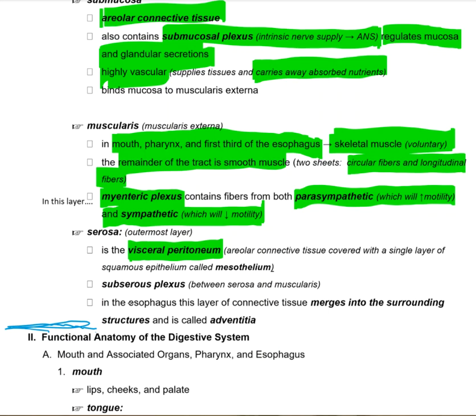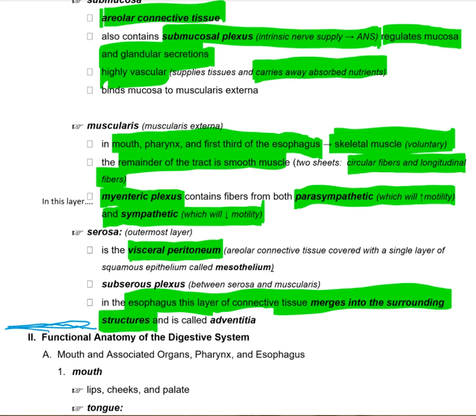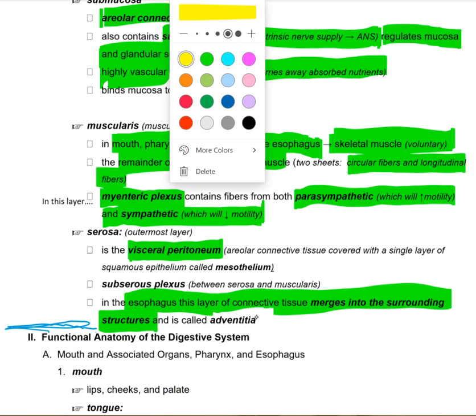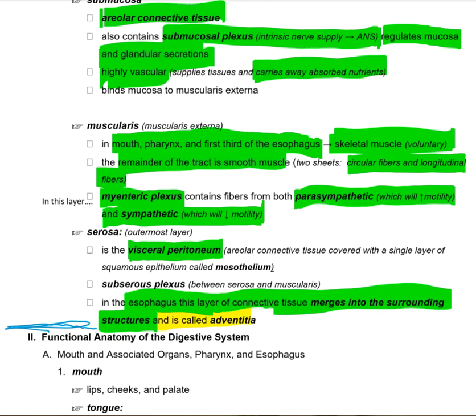However, in the esophagus, this layer of connective tissue on the outside merges with surrounding structures. And when that happens, we give it a specific name. And we call it adventitia. All right, so adventitia is when we have serosa that has attached to surrounding structures. And you're going to see that not only in the esophagus, but in a few other places where a tube or an organ needs to be attached to other areas.